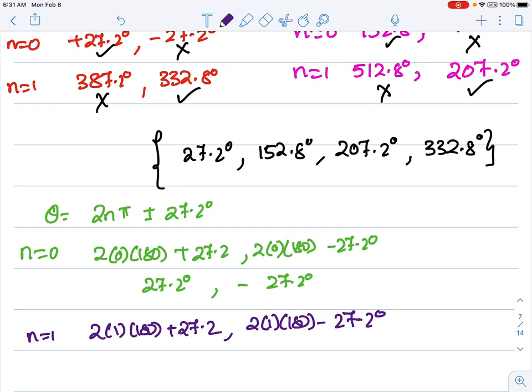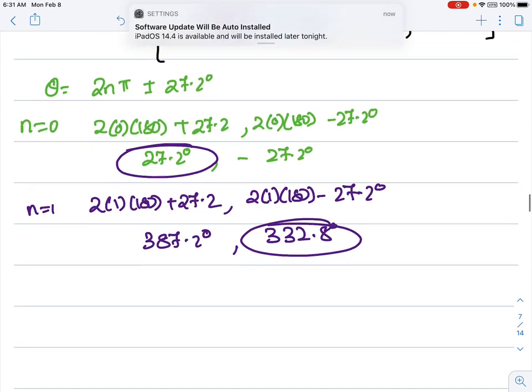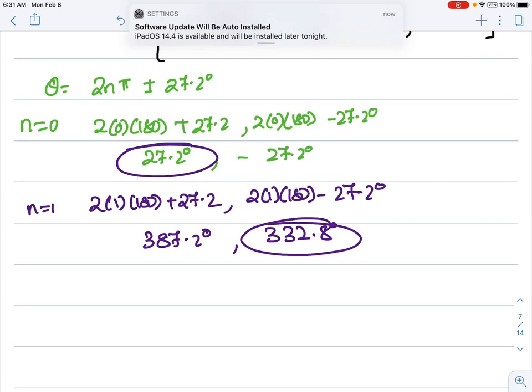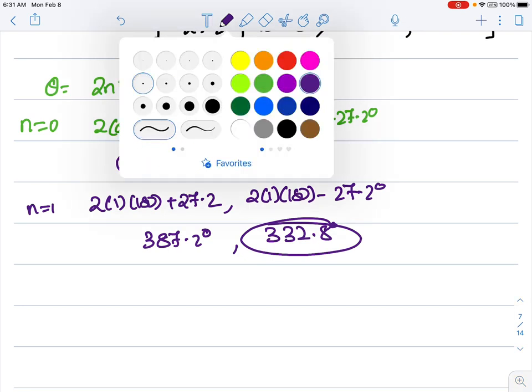Over here I get 387.2 degrees. Over here I get 332.8 degrees. The range is between 0 and 360, so only these two angles are being considered. Similarly, I can do the same for the other angle also. So let us do that one quickly too.